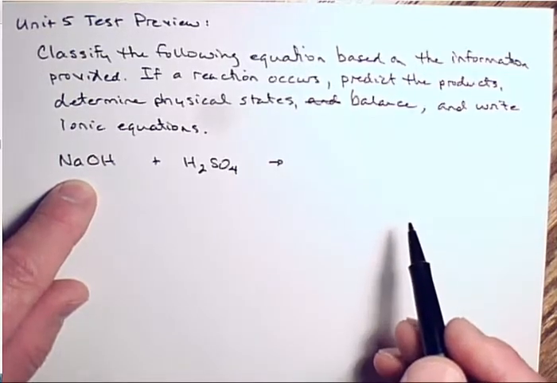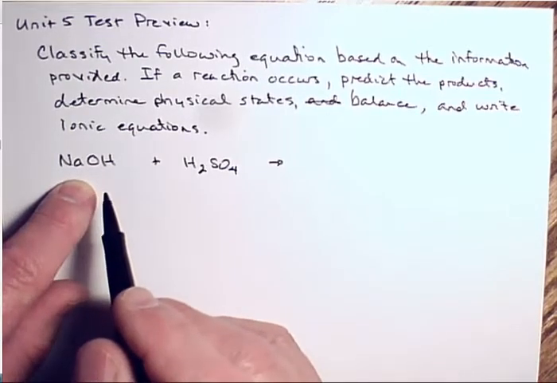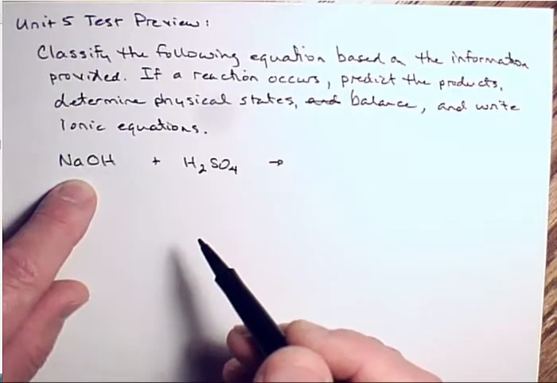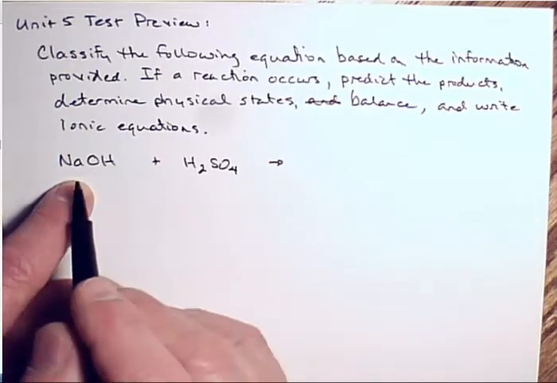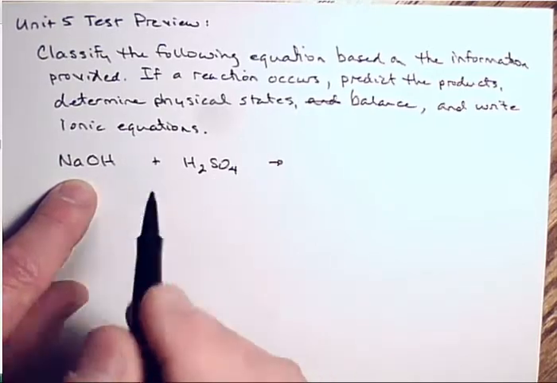The three kinds of equations for which you have to predict products are combustion, single replacement, and double replacement. And double replacement includes a subcategory of acid-base. This is one of those double replacement and acid-base reactions. You have to classify it in both ways.